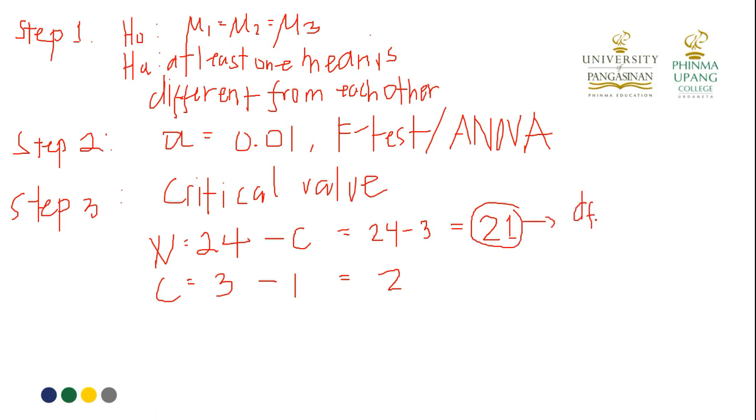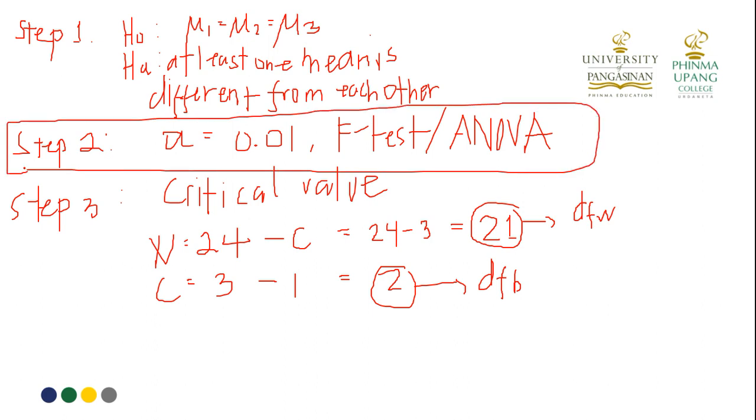Pwede siyang tawagin DFW. Yung 2 naman, tawagin natin siyang DFB. So, what is DF? O, di ba, degree of freedom? Degree of freedom within, yung W is within, degree of freedom between. Kapag between yung mababa, yung within is yung mataas. Okay? So, punta tayo, ano ba yung sinabi nyo dito sa step number 2? Diba, 0.01? So, hanapin lang natin yung 0.01 sa F table para mahanap natin yung critical value ng F.